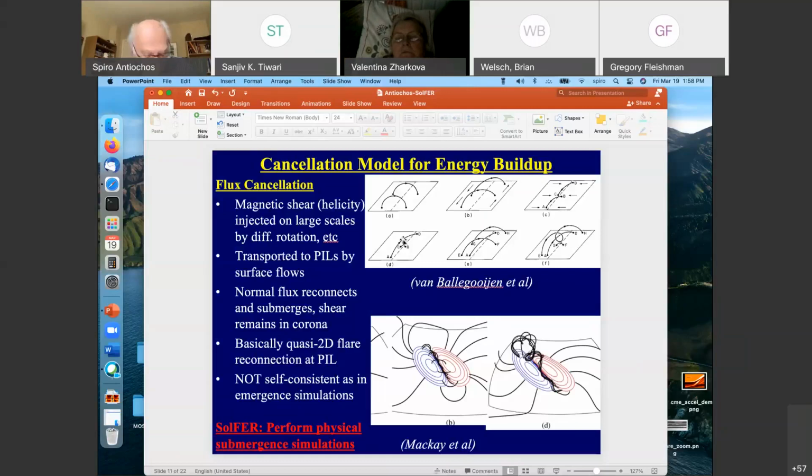Yeah, I remember Alan Title showing me when TRACE first went up. He was so excited. He showed me some movies of exactly that, what you just said, that the little filaments seem to be reconnecting, lining up along the polarity inversion line and forming this coherent structure, which, as you say, you don't see away from the polarity inversion line.